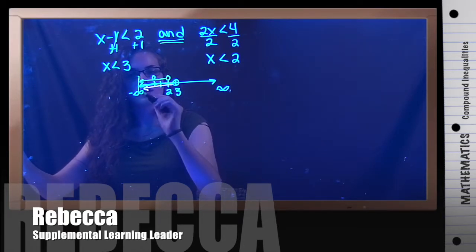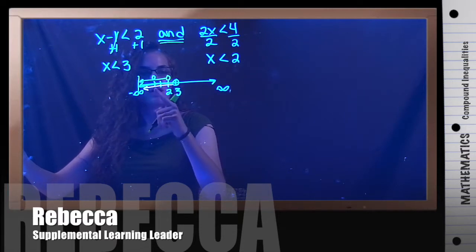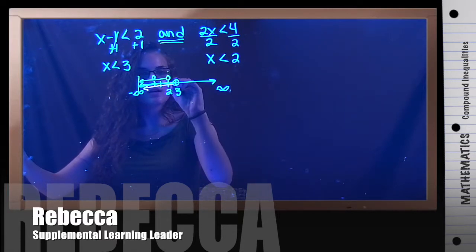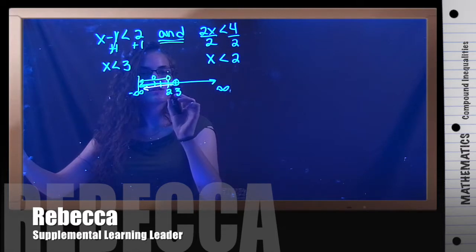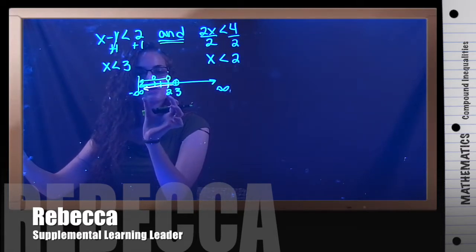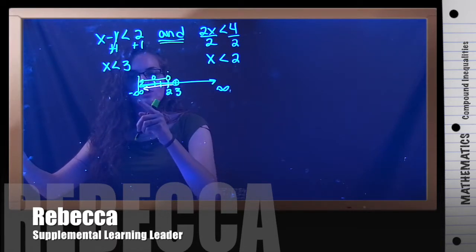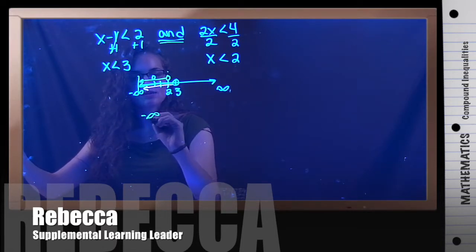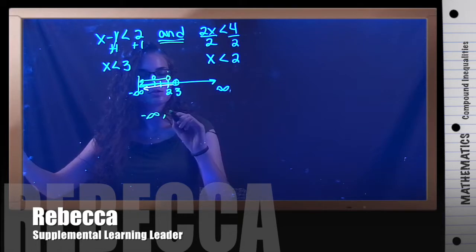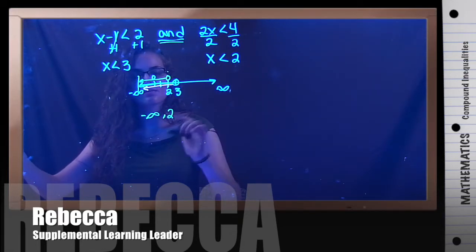When it says and, we're only looking for where the two lines intersect, where they cross each other. So they cross each other over here, but they stop right here. They're not crossing each other in this little area. So we only include this in our interval notation. So this is going from negative infinity all the way to 2. We don't include from 2 to 3 because it's not overlapping in that area.